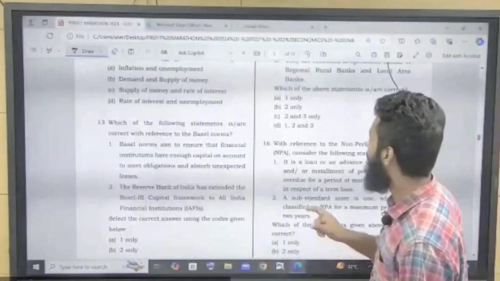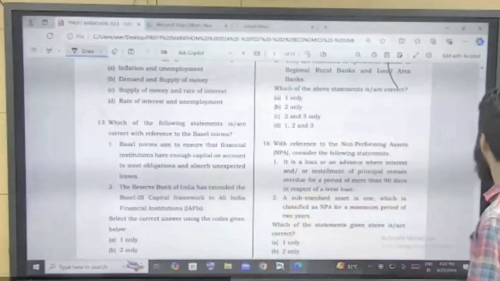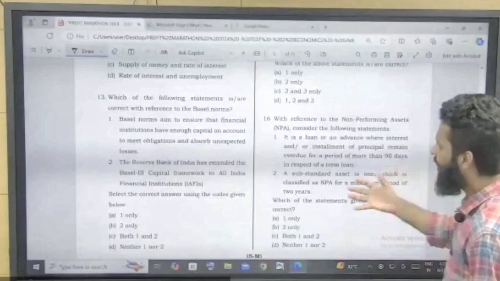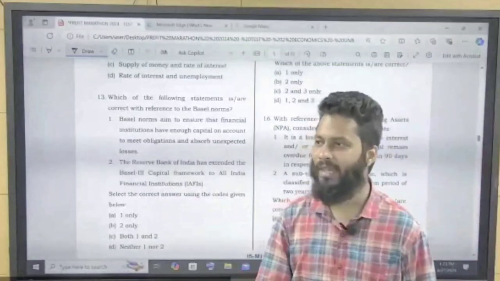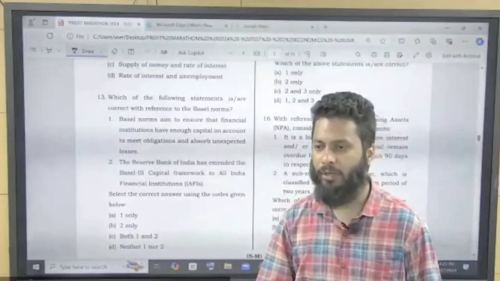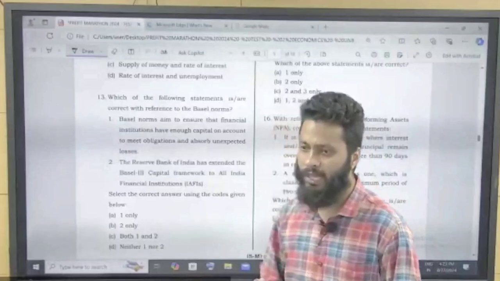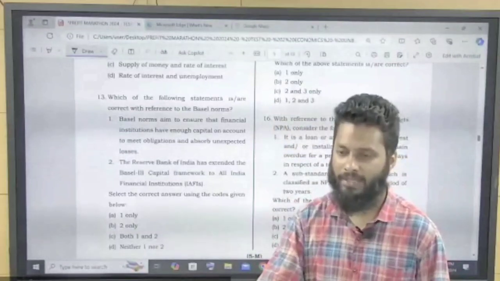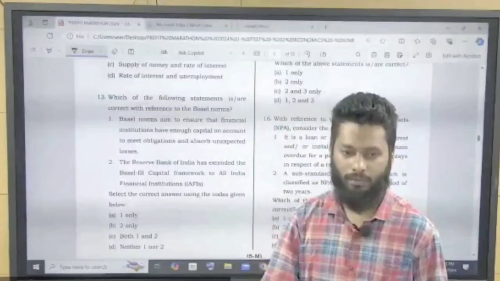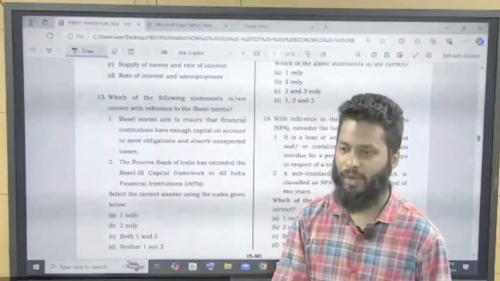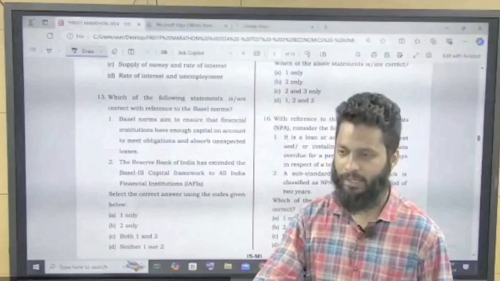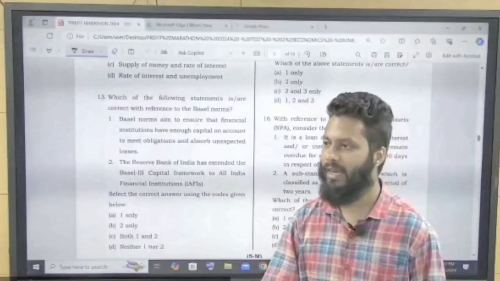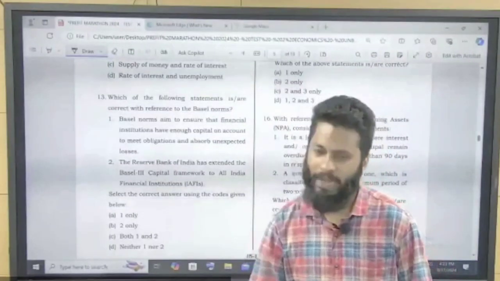Question number 13. Which of the following statements are correct with respect to Basel norms? So Basel norms are basically for health of banking sector, right? How banks should provision their money, because banks have lent their money to the maximum. The bank has to lend money to the market, right? That is their asset. If bank is lending money in the economy, bank will earn from it.